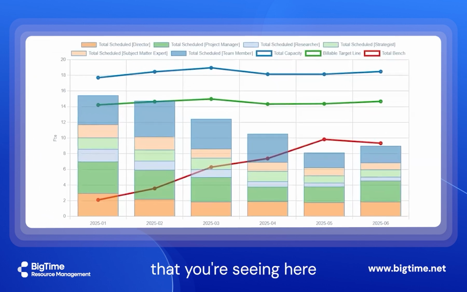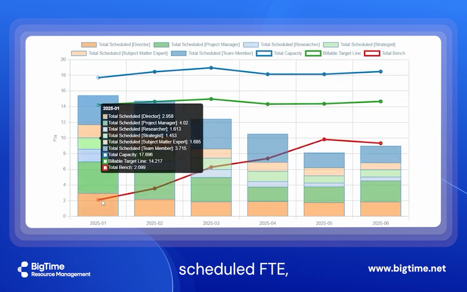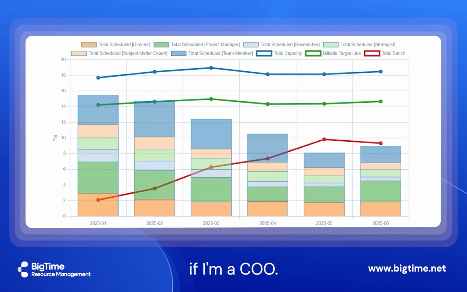The view that you're seeing here is going to show 4 key metrics: total bench FTE, which is our red line down below here, scheduled FTE, which is that bar that's stacking up, billable target line, which is that green line that's floating across, and then our total capacity. Here's what I'm looking for. If I'm a COO, if that red line is high, I'm leaking margins, right? I want that to be as low as possible.